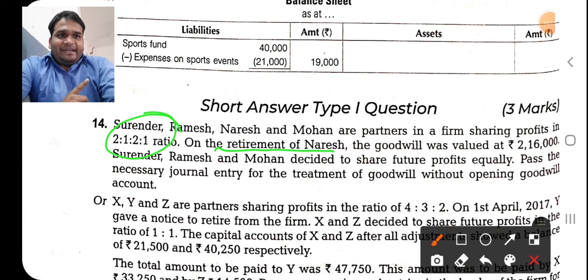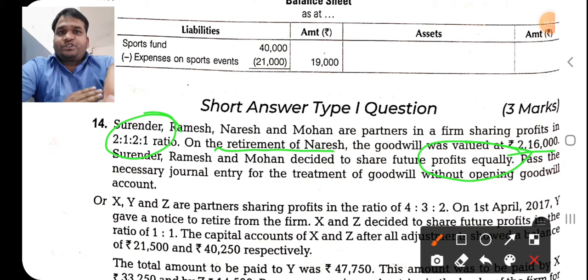And when Naresh was retiring, the goodwill stood at 2,60,000. Now, Surinder, Ramesh and Mohan decided that their future profit will be shared equally, meaning 1:1:1. Now we have to give a journal entry for the treatment of goodwill without opening the goodwill account.